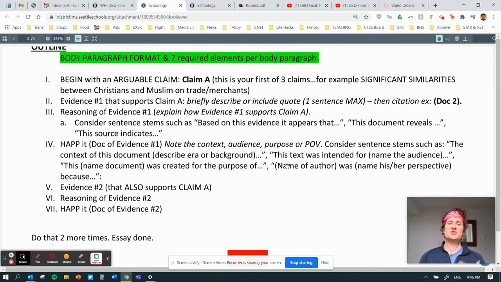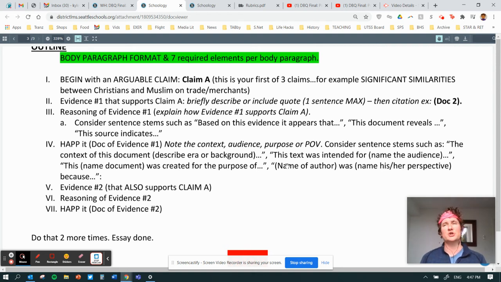Evidence number 1 supports our first claim. It briefly describes or includes a quote. This is 1 sentence max. Then your citation, like we talked about, Doc 2 at the end of that evidence. Your next sentence, your third sentence in that paragraph, should be reasoning, explaining evidence number 1 and how it supports claim A. Consider some of the sentence stems that I've included here.